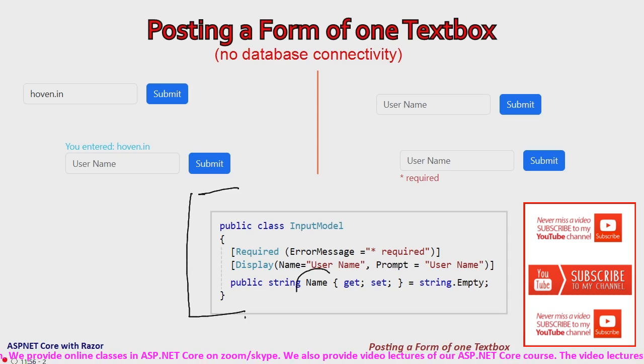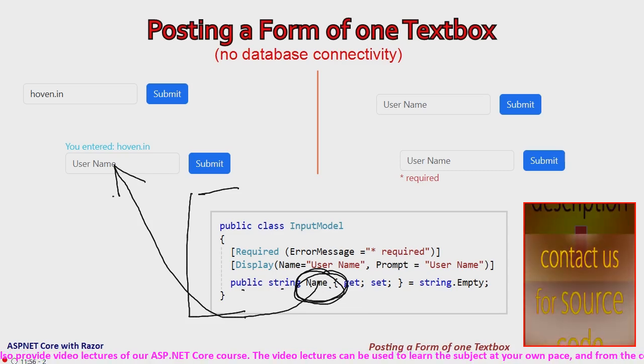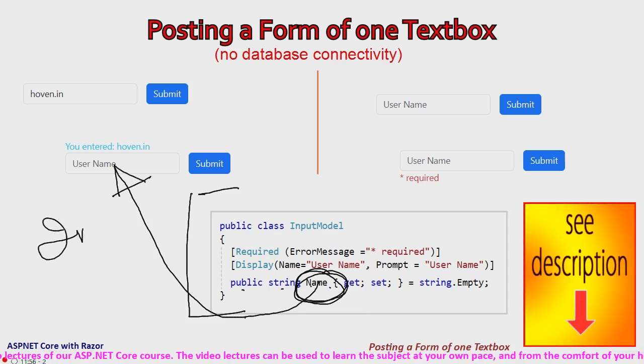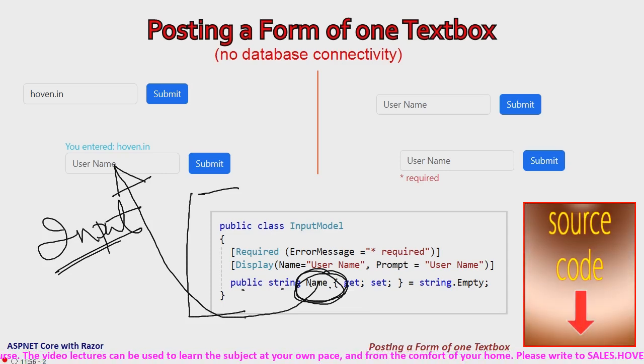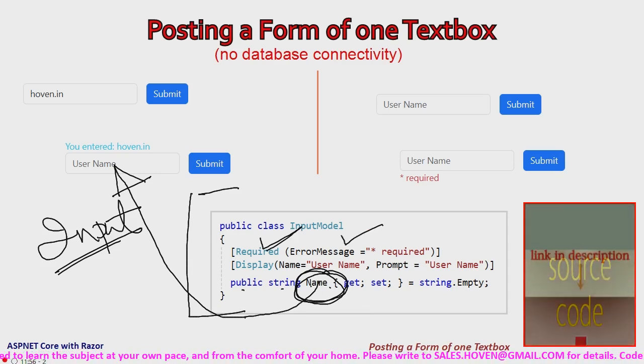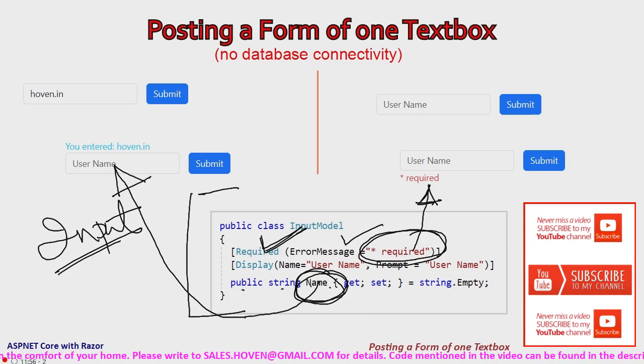A special class could be of any name. It contains a property, public string name. This name is connected to this input text box. Then this required tag and error message: this star required is what will appear as the validation message. You can change it to whatever you want.